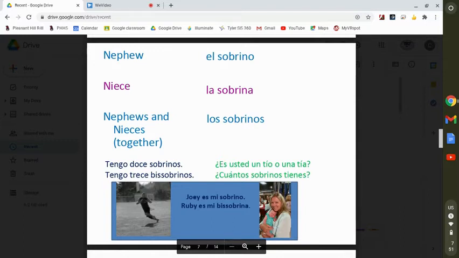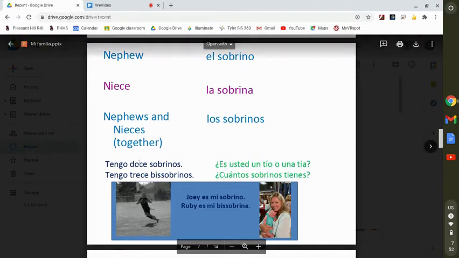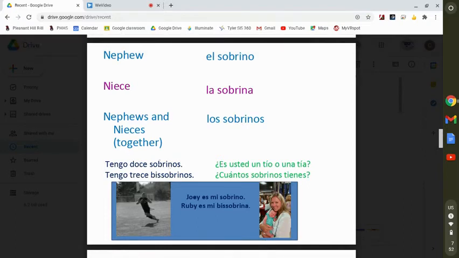But the word for nephew is el sobrino. Make it feminine, la sobrina. And put them all together, los sobrinos. So right here, I put them all together. Tengo 12 sobrinos. I have 12 nieces and nephews. Tengo 13 bis sobrinos. I have 13 great nieces and nephews. That B-I-S right there is great, okay? So I could put it with a great-grandpa, bisabuelo, or a great-grandma, bisabuela. So feel free to use the B-I-S.